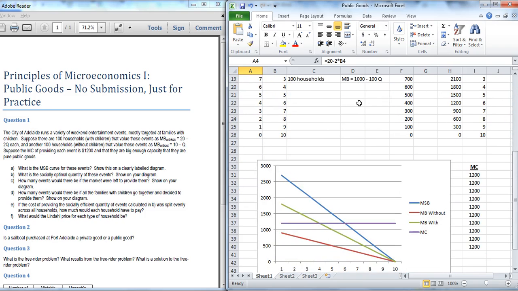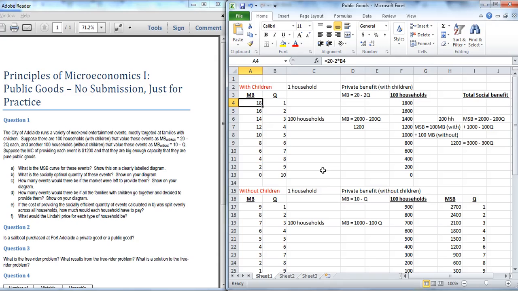Okay, so what we're now looking for is to find where the marginal benefit for the 100 families with children intersects the marginal cost. In other words, they're going to produce where the benefit to them equals the cost to them. So this looks from our diagram like it's going to be a quantity of 4. And you can see again how to work this out with a calculation. If you know that the marginal cost is $1,200 and you know that the marginal benefit of the 100 families with children has to equal the marginal cost, and you know the equation for the marginal benefit of the 100 families with children, then you can make that equation equal to 1,200.